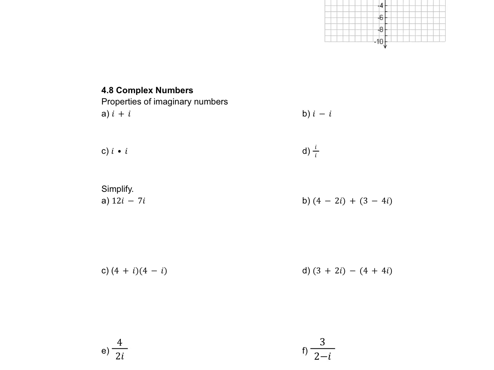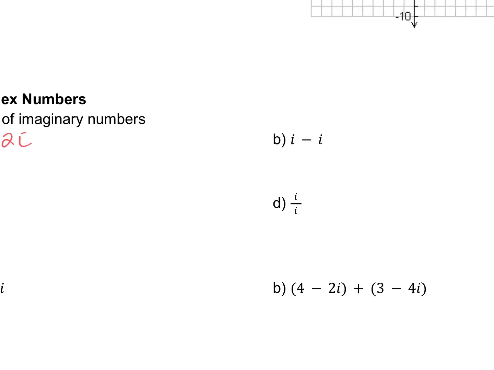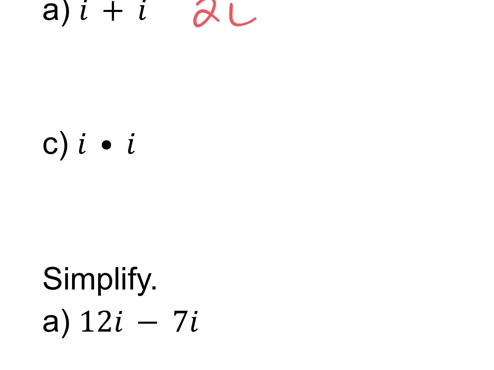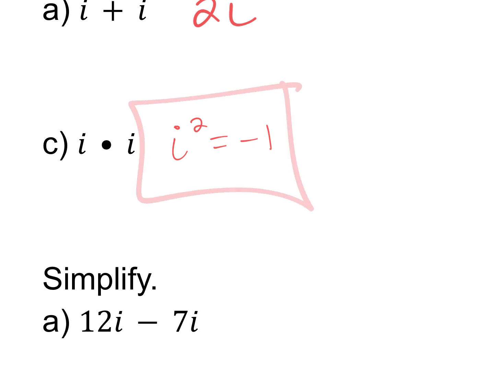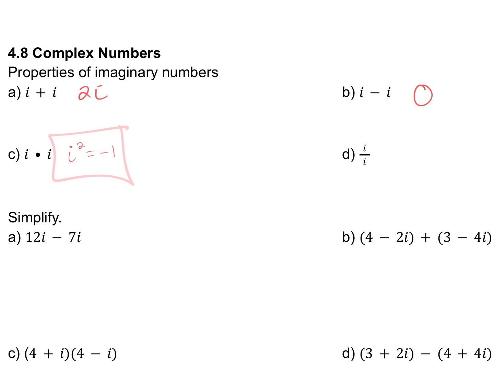Okay, last bit is complex numbers. Let's talk about all the properties. i plus i is 2i. i minus i is 0. i times i is i to the second power, which equals -1. That is the biggest thing about i's that you need to remember: i to the second power is -1. Okay, then the next one, i divided by i is 1.